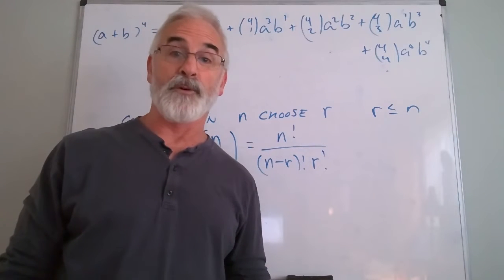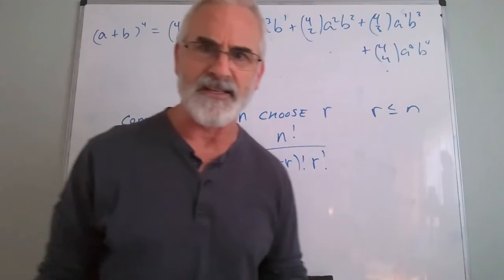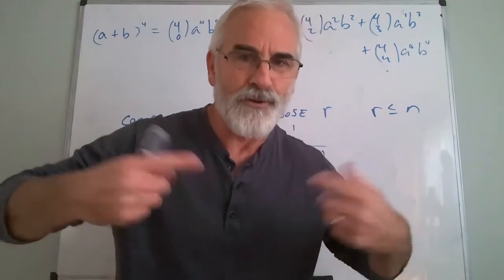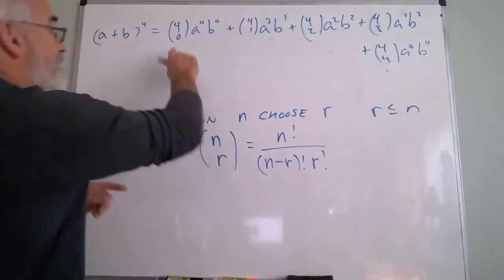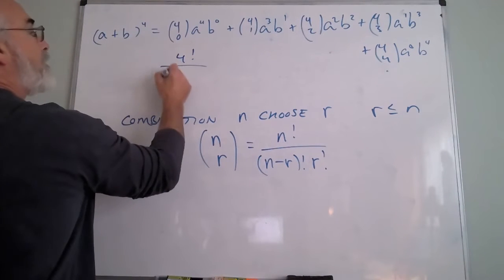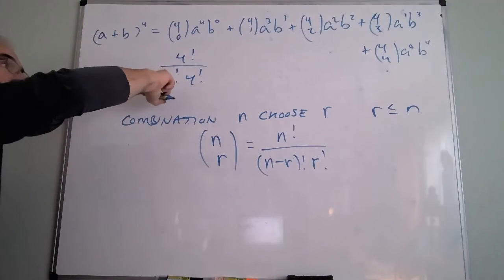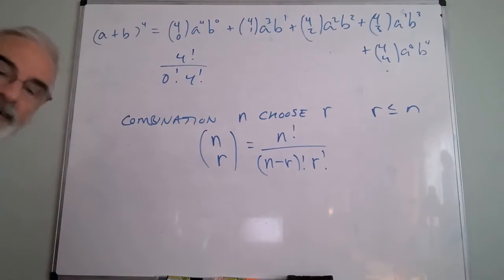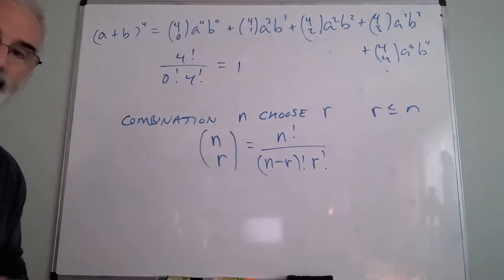So I have 4 people in a room, call them people A, B, C, and D. I can go AB, AC, AD, BC, BD, and CD. That's 6 of them. So you can argue this from many points of view, and you'll always get the same result. Notice 4 choose 0 is 4 factorial over 0 factorial times 4 factorial, according to this formula, which means 0 factorial actually has to equal 1, because we just said this quantity is 1. So that's a nice little feature.